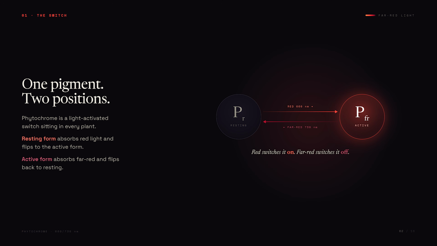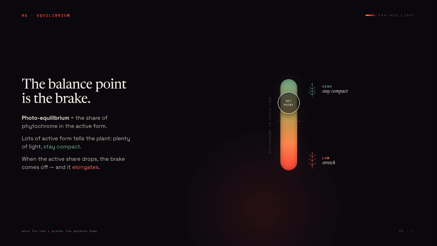Your plant is covered in a pigment called phytochrome. Think of it as a light-activated switch with two positions. One form absorbs red light, around 660 nanometers. We'll call that the resting form. When it catches a red photon, it flips into a second active form. That active form absorbs far red light, around 730 nanometers. And when it catches a far red photon, it flips back to resting. So red light switches it on, far red light switches it off.